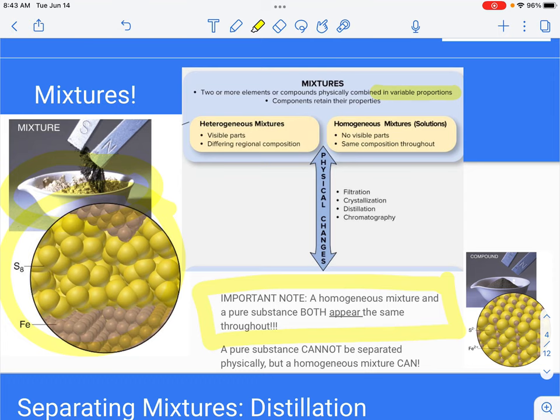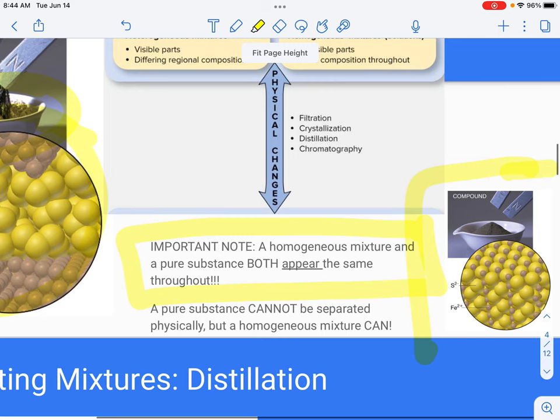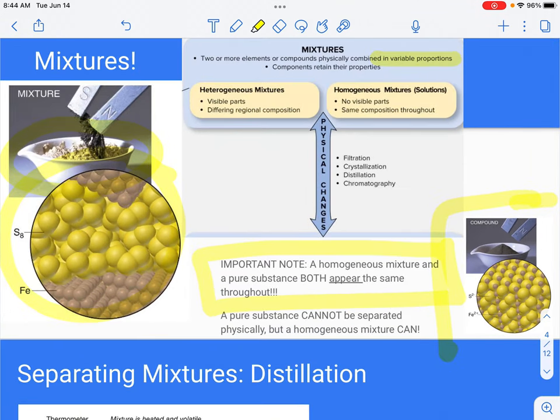Okay, so notice that now we run a magnet through this dish over here on the right, and nothing is attracted to the magnet, right? So the iron in that dish is definitely stuck to the sulfur atoms in a chemical change. So this would be a compound, and you can see that this exists in a lattice. This is an ionic compound between iron and sulfide, and you can see that this is a very tight, crystalline, ordered structure. All right, so the biggest difference is that a pure substance like a compound cannot be separated physically, but a homogeneous mixture could. So if this were just a really evenly mixed mixture of iron and sulfur, the magnet would be able to pull the iron out.